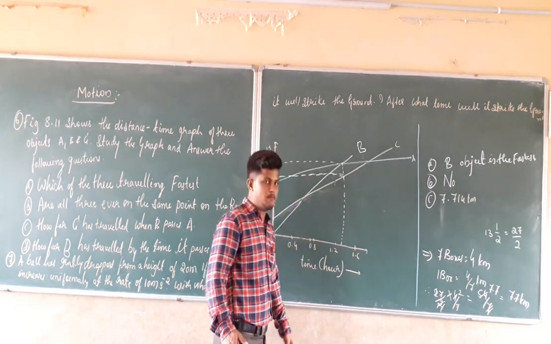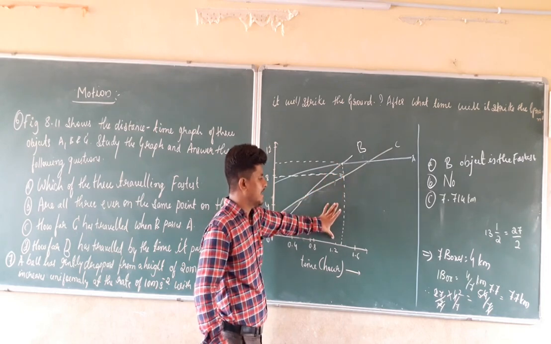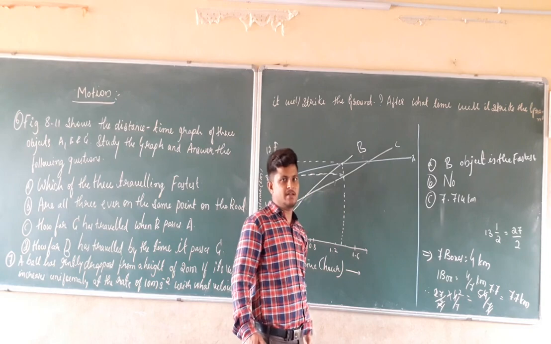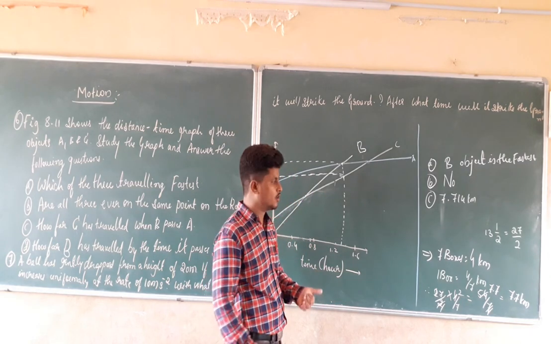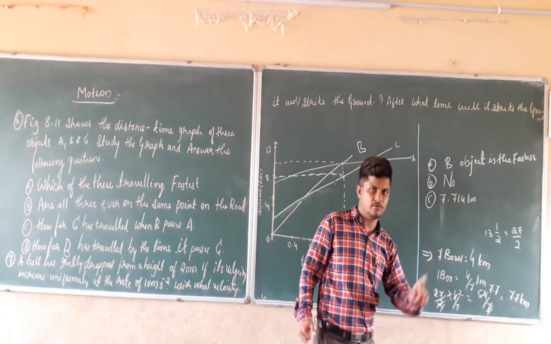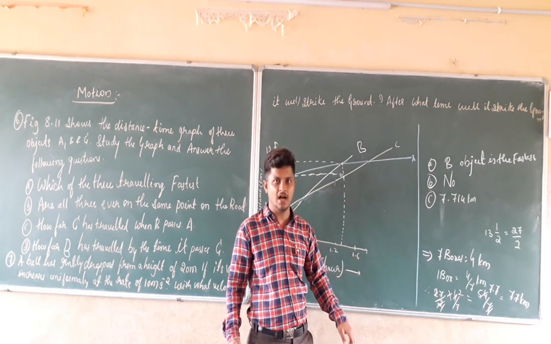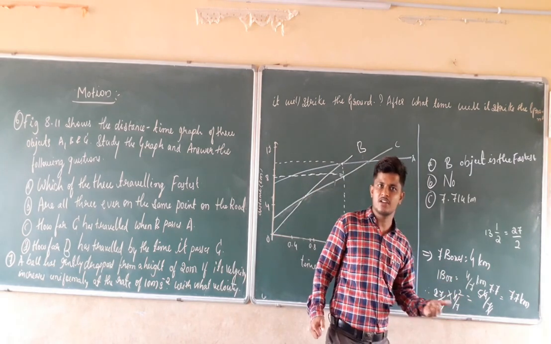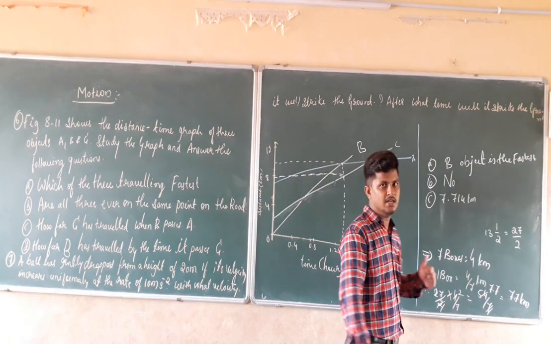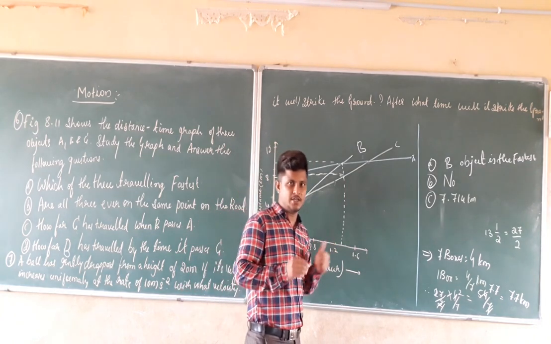If we calculate the number of boxes while B passes A, at that time C has covered 13 by 2 boxes, that is nothing but 13 and a half boxes. So the value of 13 and a half boxes is 13 and a half into 4 by 7, since one box is equal to 4 by 7. That gives the value of 7.714 kilometers. So the answer for the question is C, 7.714 kilometers. Try to calculate those things accurately.